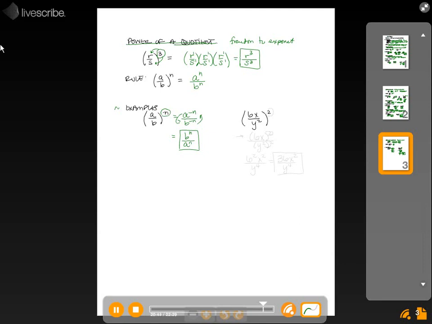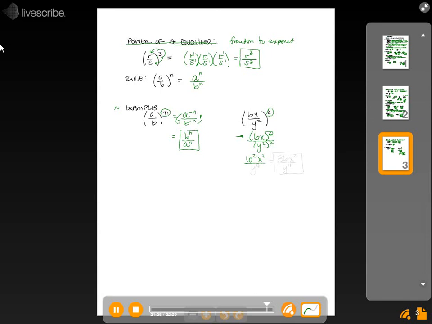Last example here, we've got 6x over y squared all to the second power. Well, the power of a quotient says that that exponent has to go to the top and the bottom. So we're going to rewrite our problem. It's going to become 6x squared over y squared squared. Now we're going to use our other rules for exponents to simplify that. Well, the top part is the power of a product. We have two things being multiplied together and they've got an exponent on the outside. So that 2 has to go to both things on the inside of the parentheses. So it would become 6 squared x squared.